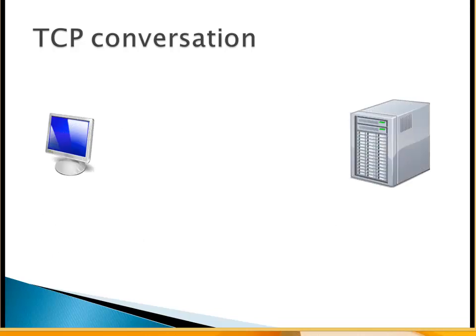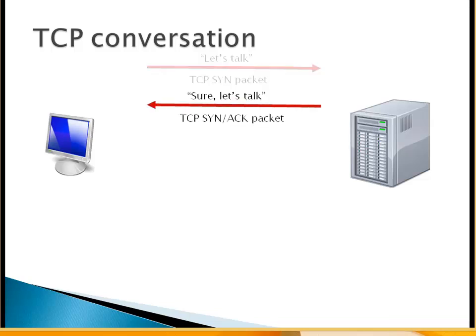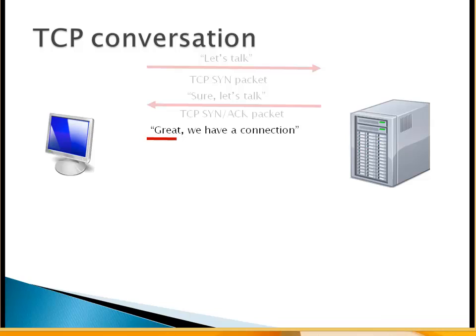Okay, here we have a client and a server. They're going to have a TCP conversation with each other. So it's the client that starts the communication and says, let's talk. This is a TCP SYN packet or synchronization packet. Then the server will reply, yep, sure, let's talk. But this is going to be a SYN packet as well. So it's a synchronization start from the server plus acknowledgement of the packet that started from the client. Then the client sends, great, we have a connection. This is again a TCP acknowledgement packet. So this is a three-way handshake on a TCP conversation.